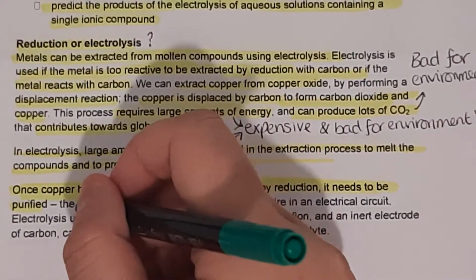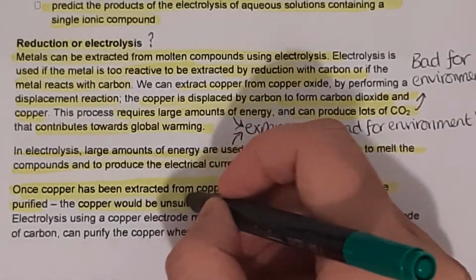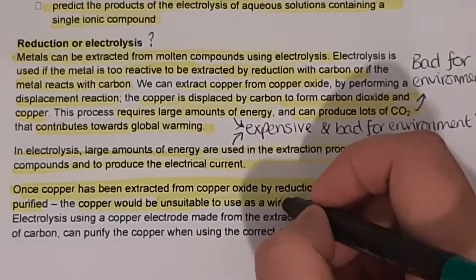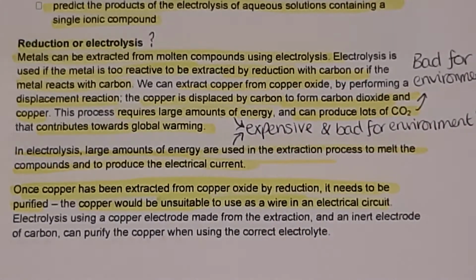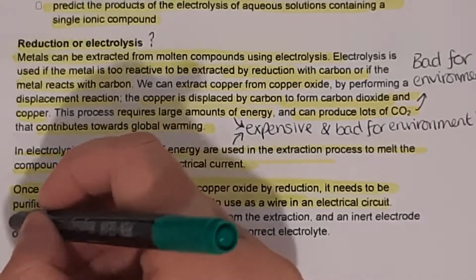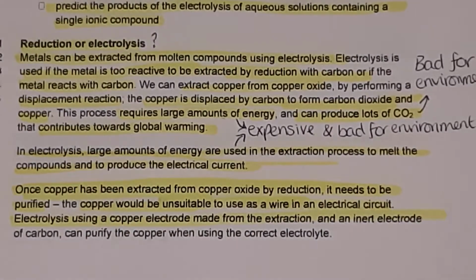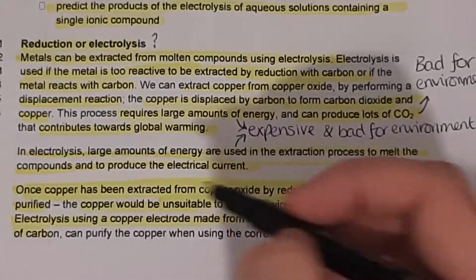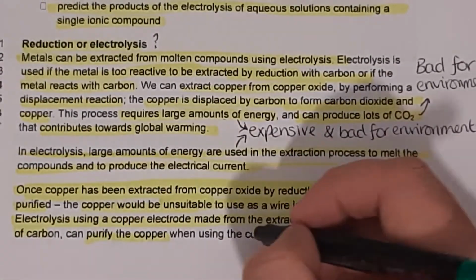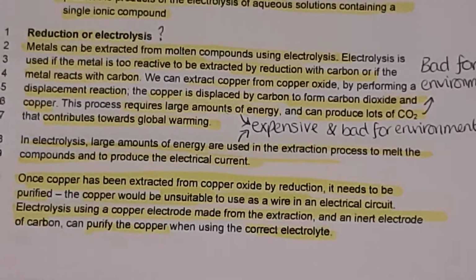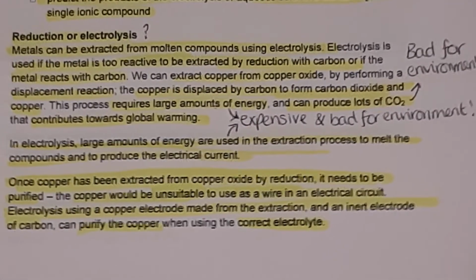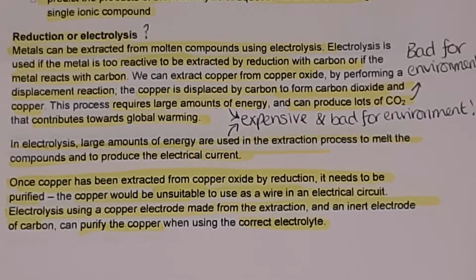So the copper that you've extracted through reduction is now unsuitable for use in wires in electrical circuits. So you have to then go ahead and do electrolysis on that copper you have just spent all that energy and produced all that carbon dioxide for. So then we use electrolysis to purify it, and we're going to use an electrode made from the extraction and an inert electrode of carbon. And this will purify the copper if you're using the correct electrolyte. And we won't worry about what that electrolyte is. Just suffice to say, it doesn't always happen unless you use the correct electrolyte.